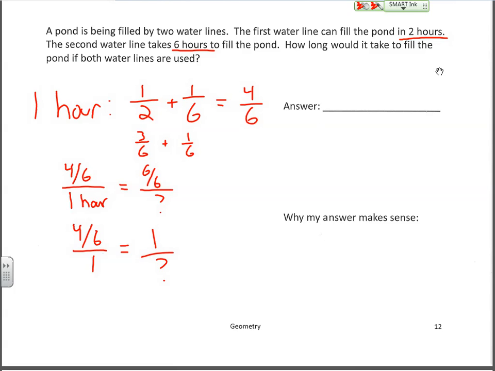You can reduce that to 2/3 over 1 equals 1 over how long. However you want to do it, because we have those 2 different rates, we're looking for a proportion here. And of course, the method to use to solve a proportion that will always work every single time, cross products. And so that's what I would recommend here.